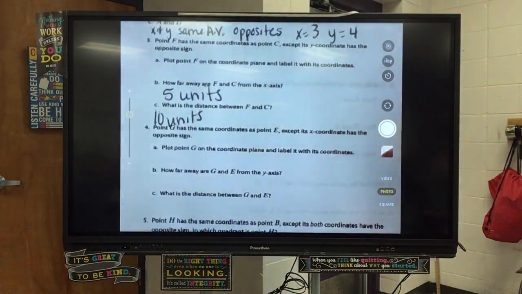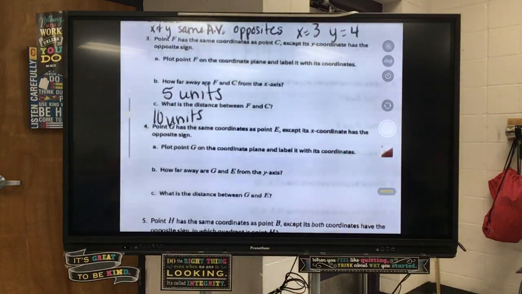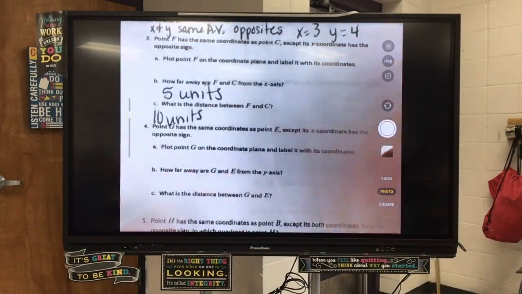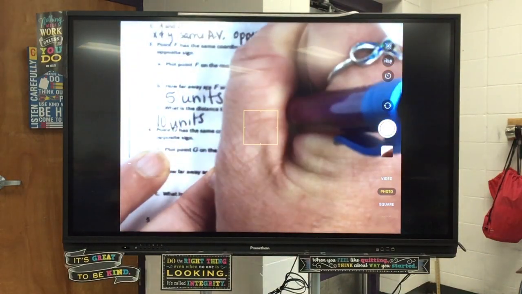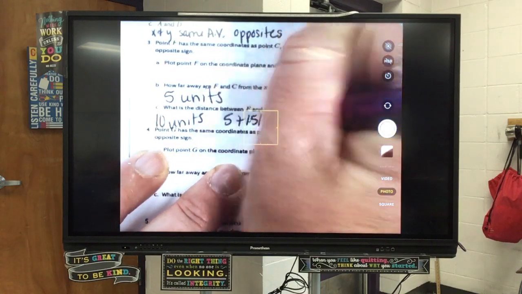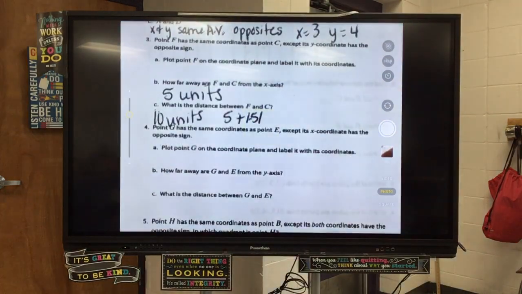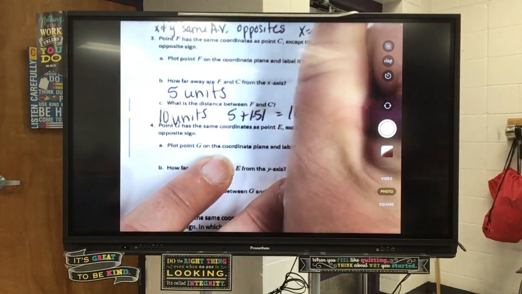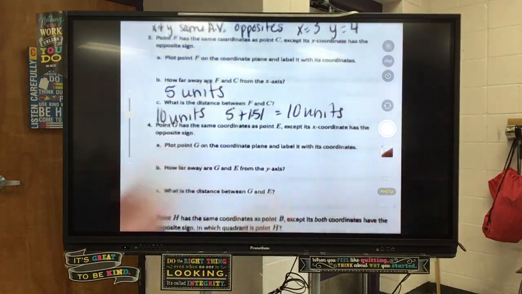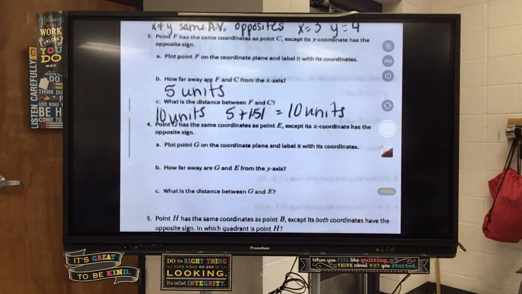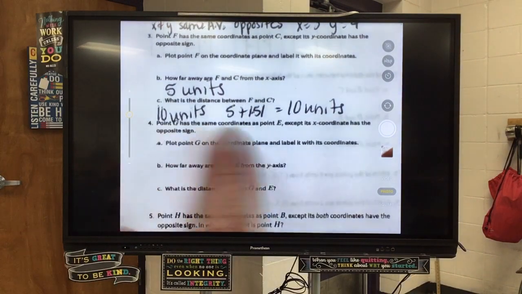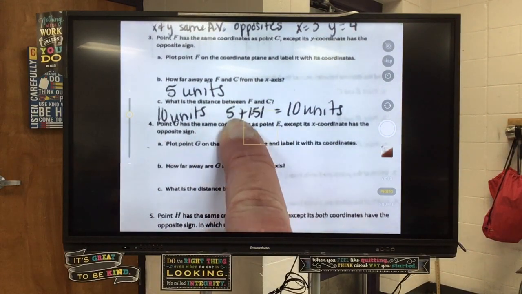So you can count the squares. What if you didn't have squares to count? How could you figure that out? If you know the coordinates, you can just add the points. So I could also do 5 plus the absolute value of -5, correct? And I would get 10 units as well. All right, questions about this last 3C? Does it make sense? Okay.